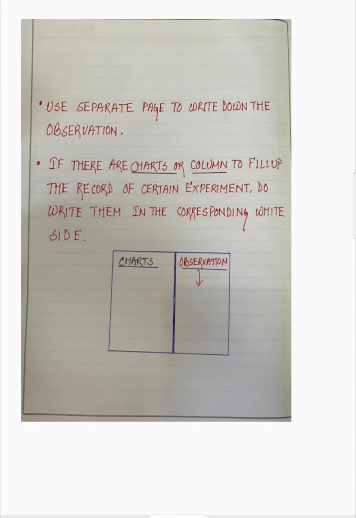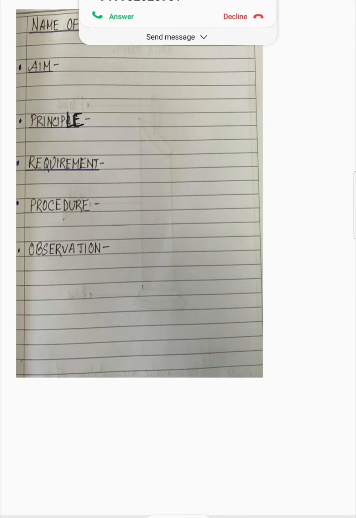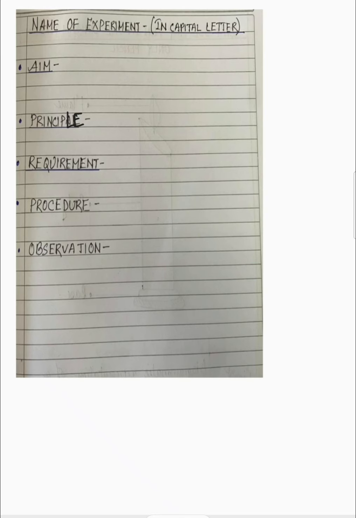Next, if you have any experiments to do, right at the top you have to write the name of the experiment. Then the aims will come into play, principle, requirement, procedure and observation.